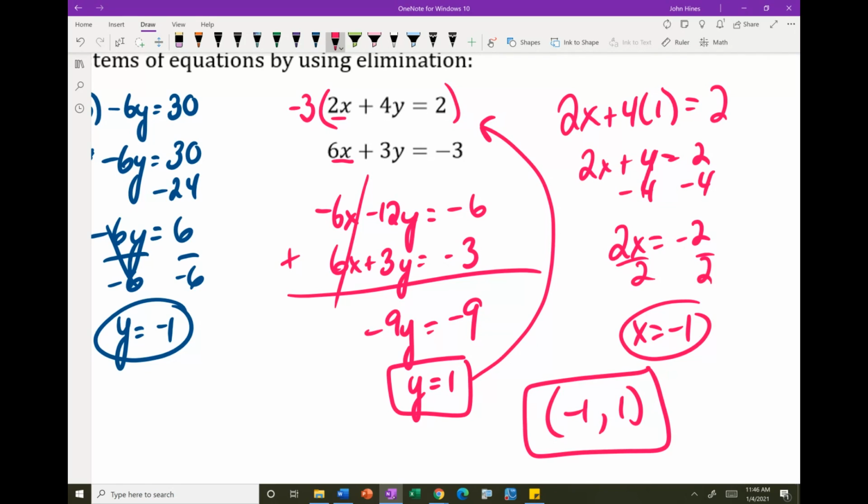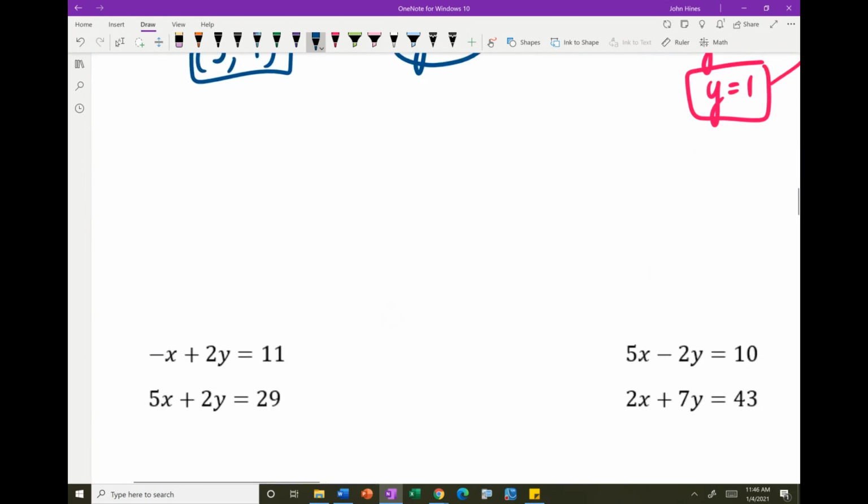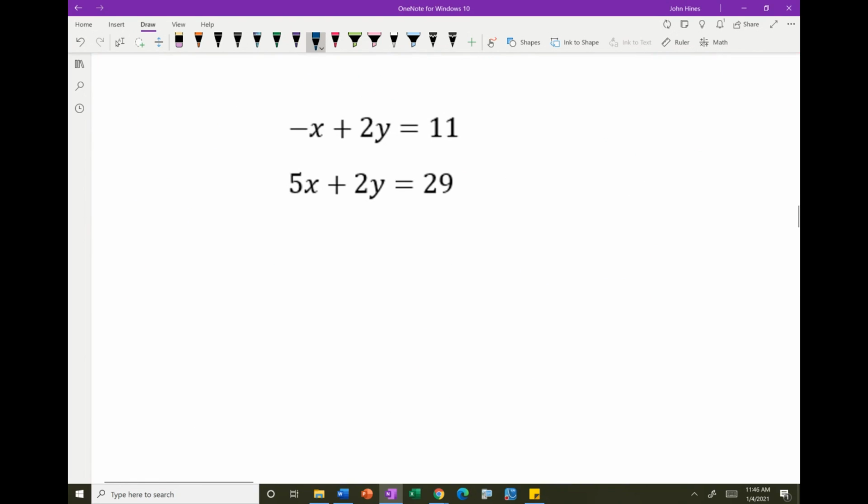So here I had to multiply one of the equations by -3 to make sure I got opposites. If I was dealing with 4 and 3, what can I multiply both of those up to? Well, I'd have to multiply both of them, so I get 12. All right, -x plus 2y equals 11. 5x plus 2y equals 29. Well, this is nice, but they're not opposites.